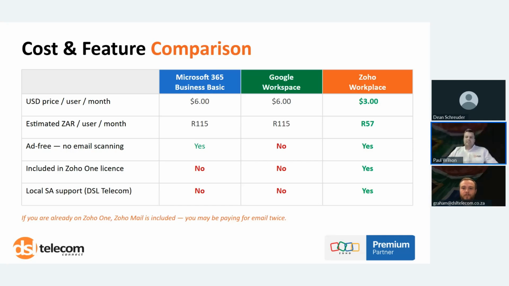Yeah, thanks, Graham. So let's just put some perspective to that. For a 20-person business on Google Workplace, you're looking at about 27,000 Rand a year. On Zoho Mail, the equivalent would be 13,000. So you're looking at about a 50% cost saving on your mail platform, which is a business critical service. It's a service that just needs to operate.